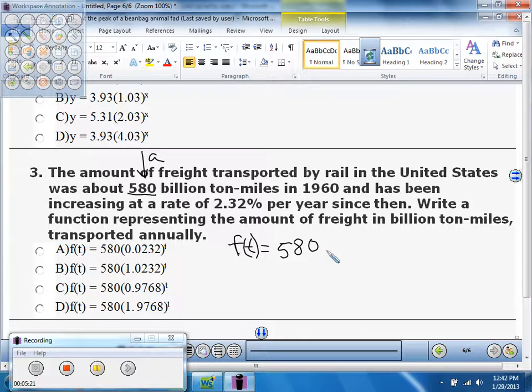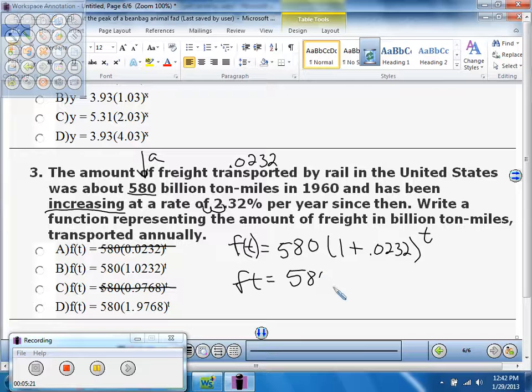But let's look. It's an increase, so we know that the base is going to be bigger than 1. That's not bigger than 1 there, and it's not bigger than 1 there, so it's going to have to be one of these two. Now, remember, it's going to be 1 plus our rate, so we move the decimal 2 places over, so it's going to be 0.0232 as a decimal. And then t is our variable. So f of t is equal to 580 times 1.0232 to the t power. And that's how we would set it up.